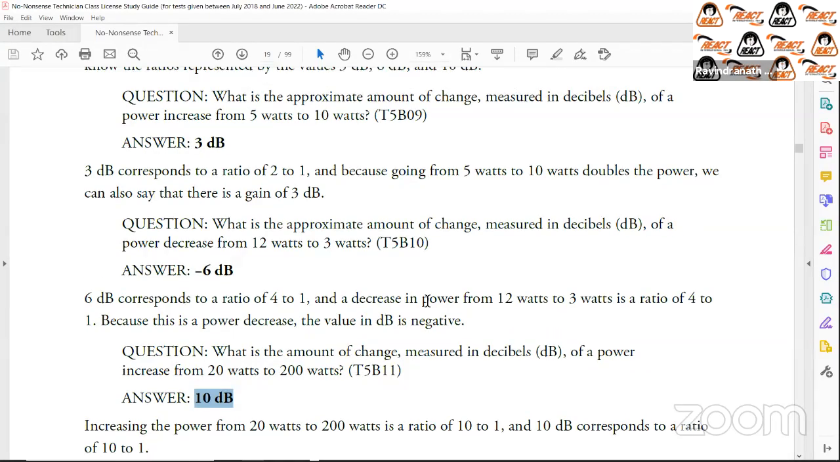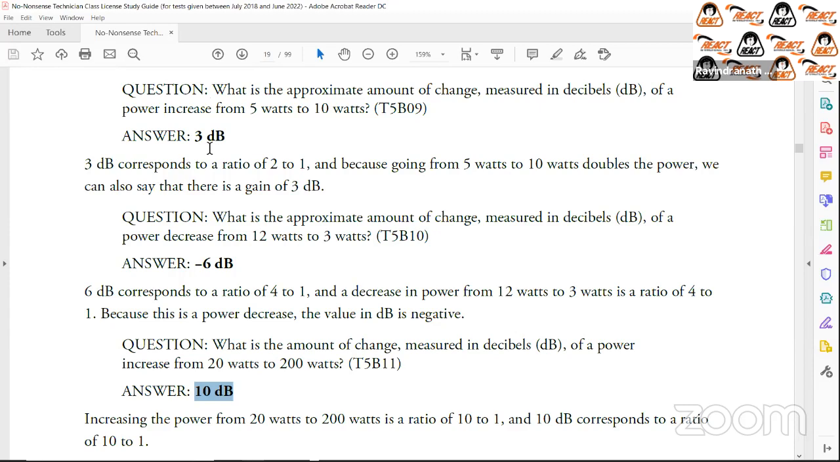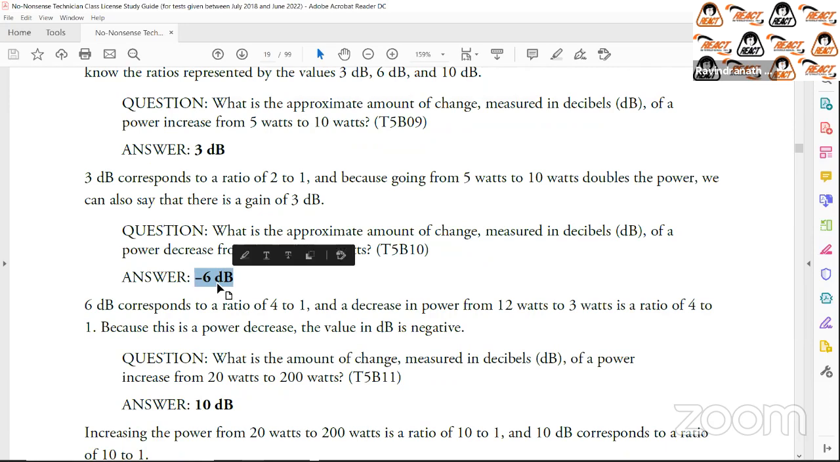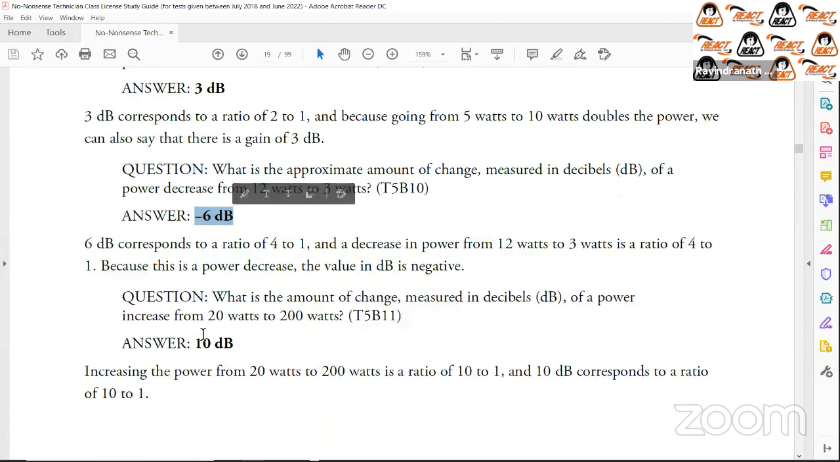So I just thought we'd demonstrate it to you for the purpose of the exam. You really just need to remember that doubling the power is 3 dB, or halving the power is also 3 dB, but minus 3. If you are quadrupling the power, or a ratio of 4 to 1, it's 6, but it's minus 6 if it's a power reduction. And if the ratio is 10 to 1 or 1 to 10, it's 10 dB. Whether it's positive or negative depends on whether you have a power increase or a power decrease.